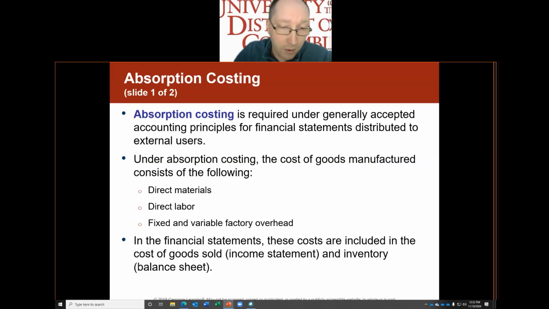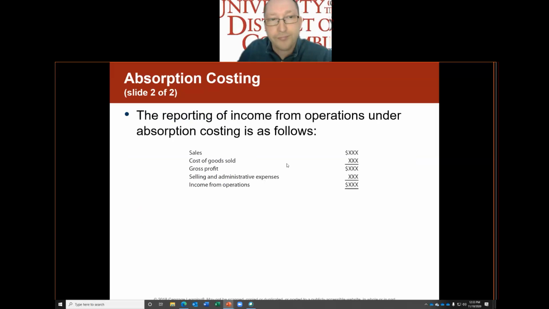overhead. This is fixed and variable factory overhead, I should say. In the financial statements, these costs are included in the cost of goods sold on the income statement, as you know. From a report perspective for absorption costing, we have our sales, our revenue, minus our cost of goods sold equals gross profit, minus selling and administrative expenses equals income from operations.